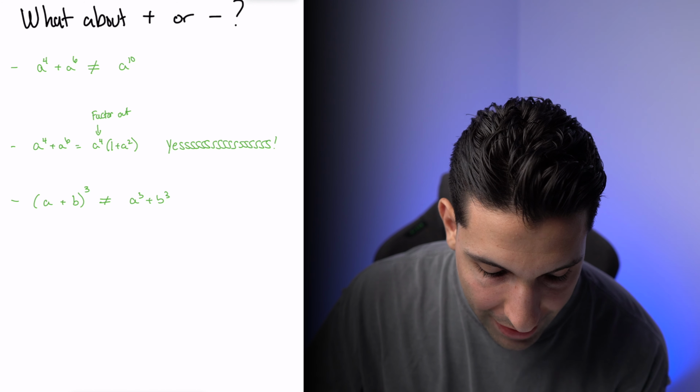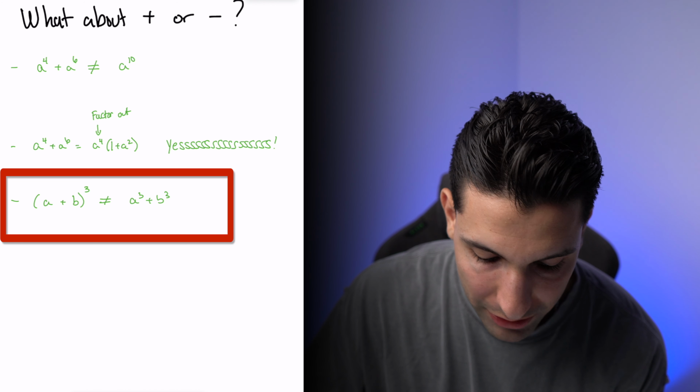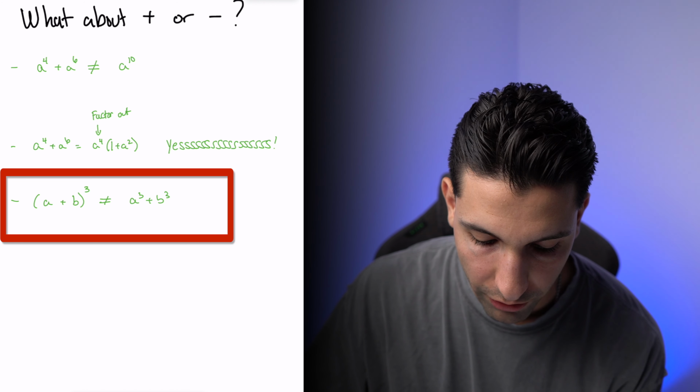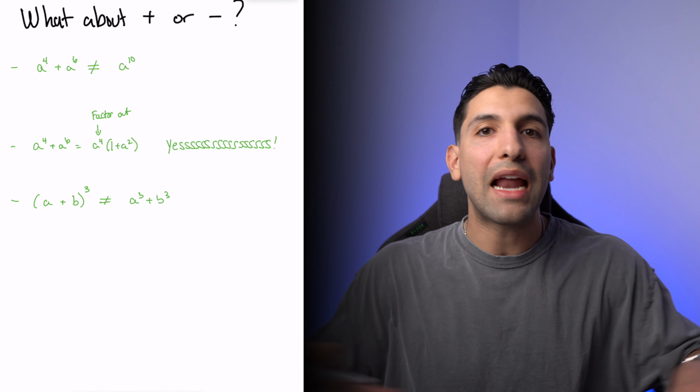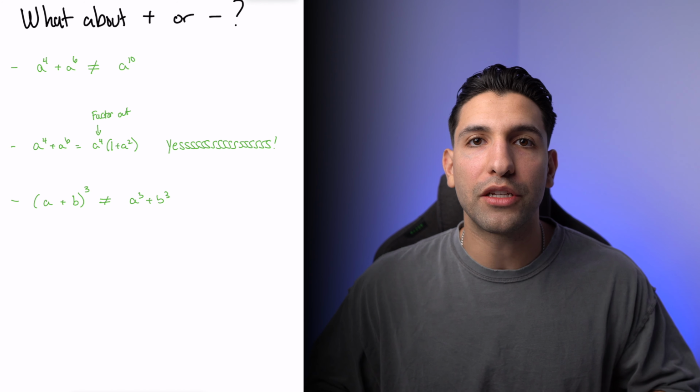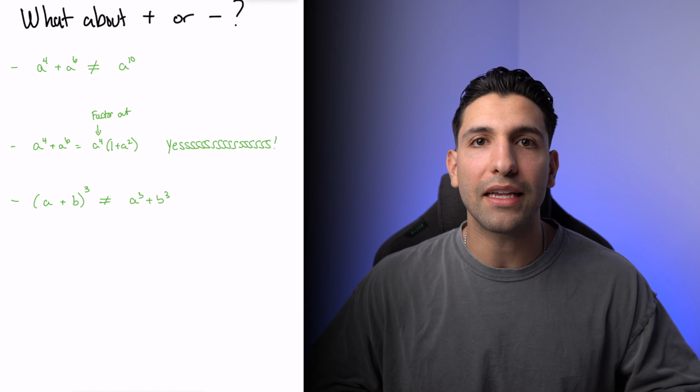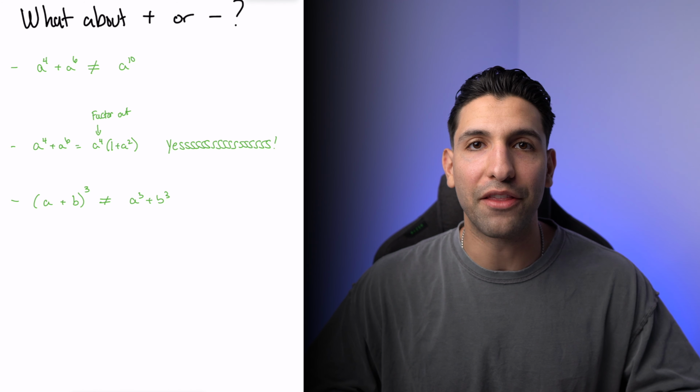And then the last one, a plus b to the 3rd power does not equal a to the 3rd plus b to the 3rd. Do not apply an exponent to the things inside the parentheses if they're being added or subtracted together. That is not the same thing. Remember your rules. You're going to want to know those inside and out, and you won't miss an exponent question on the SAT, I promise.